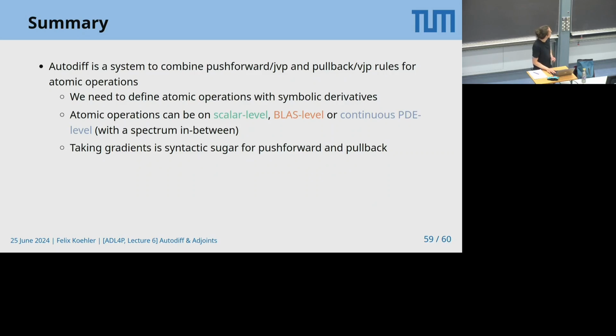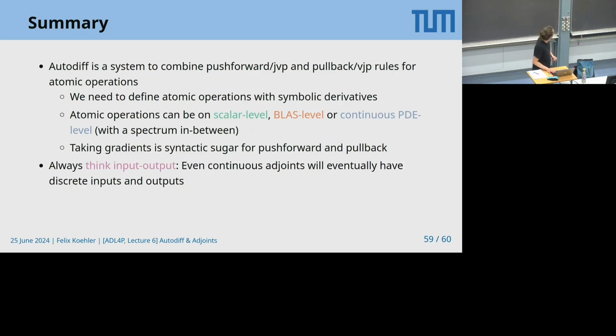And then one thing I want to give you as advice is that for Autodiff it is always important to think input-output. So for the problems that we are considering, even if you use continuous adjoints or PDE problems, inputs and outputs might still be discrete. So even though we use continuous reverse or forward propagation rules, we are still operating on discrete optimization problems. And so this can often be quite a helpful viewpoint for understanding automatic differentiation.